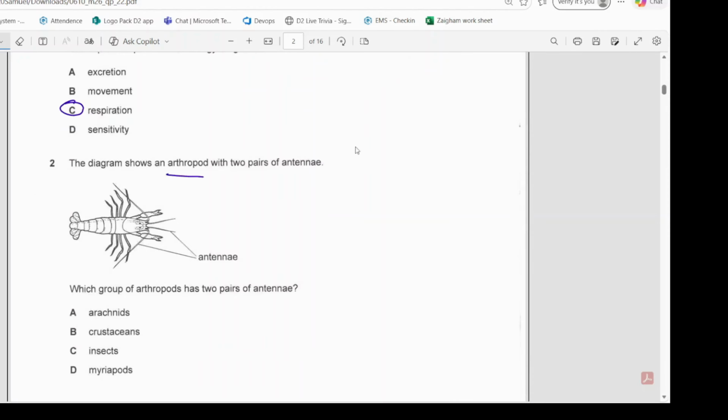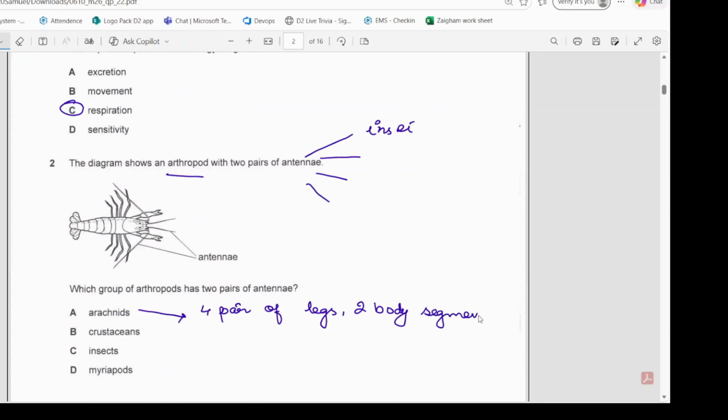The second one is about the arthropod. There are 4 classes of arthropod you have studied. Number 1 is insect, then crustacean, myriapods, and arachnids. Can you tell me the special features for these? Arachnids, what is a special feature? 4 pairs of legs. They have 2 body segments only, the cephalothorax and then the abdomen. Their head and thorax are combined.